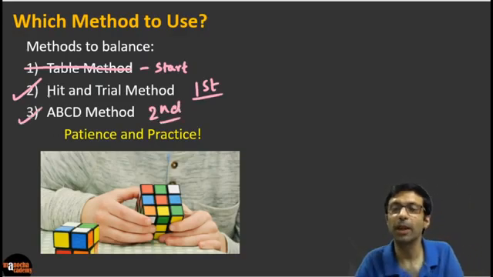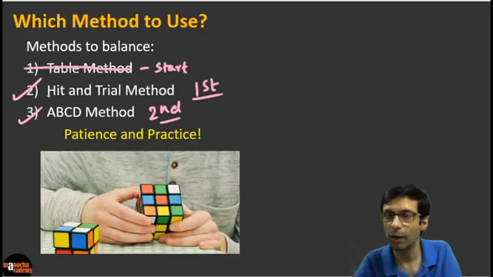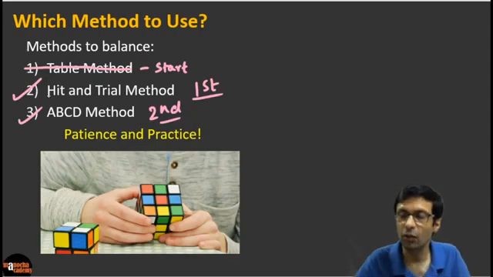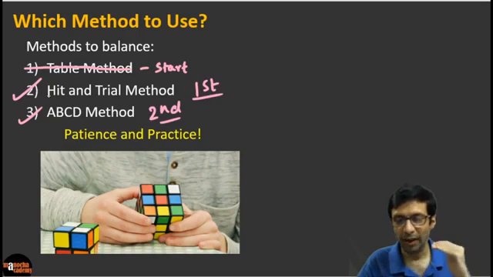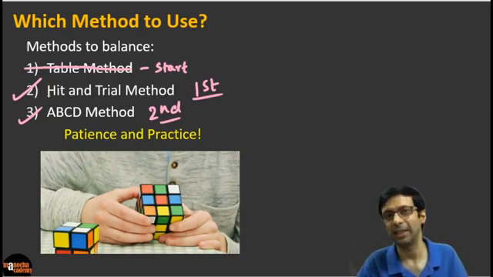Because what is good about this method, it is foolproof, right? If you write your A, B, C, D, E, whatever coefficients, and you sit and crunch the numbers, you're definitely going to get the correct answer, okay? So hit and trial method, and if it's not working out, go for the ABCD technique.